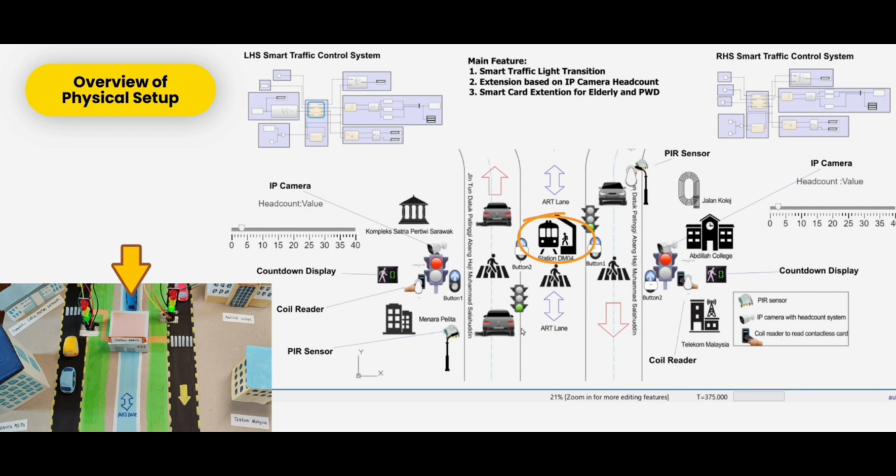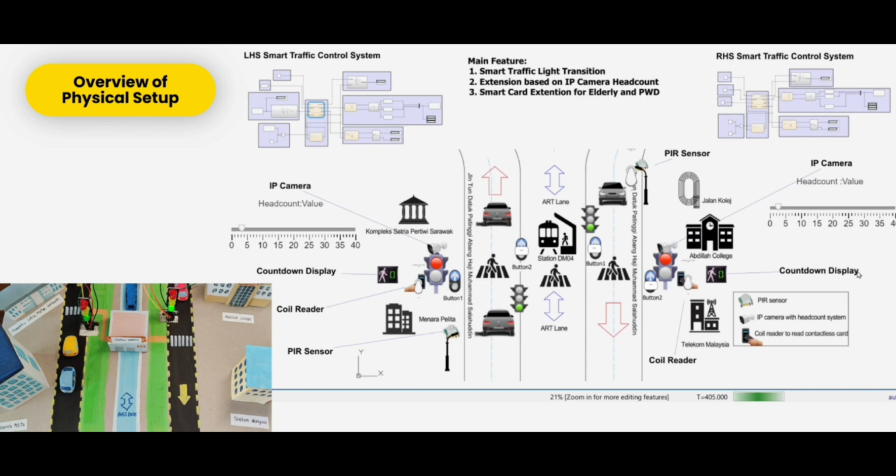Station DM04 is located between the two lanes of the road, and several sensors are installed as part of this adaptive pedestrian crossing system. There are three main features inside this system: the smart traffic light transition, which acts as the normal operation, and two smart features, which are the extension based on IP camera head count, and secondly, the smart card extension for elderly and persons with disability.